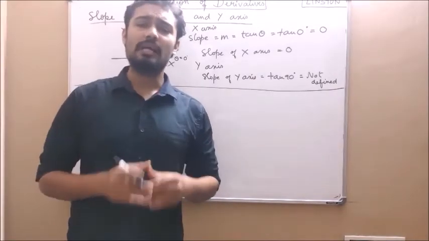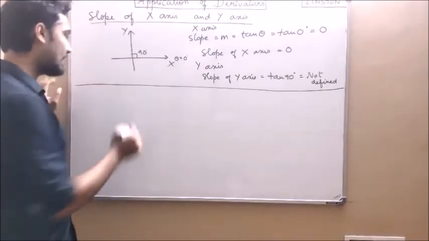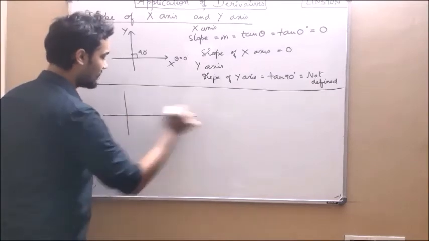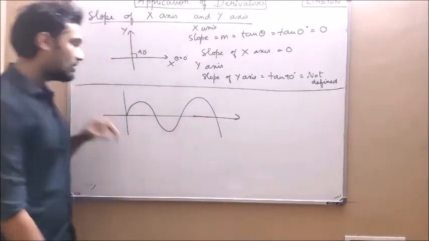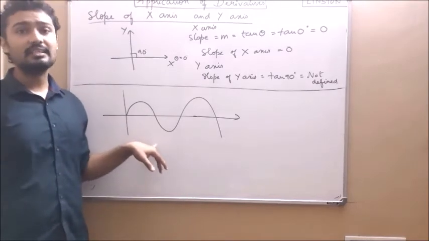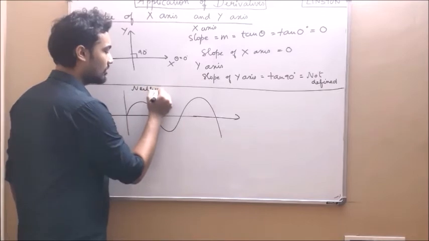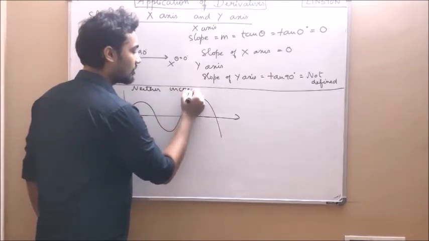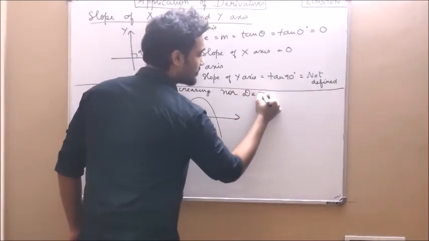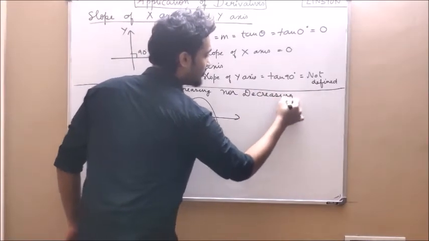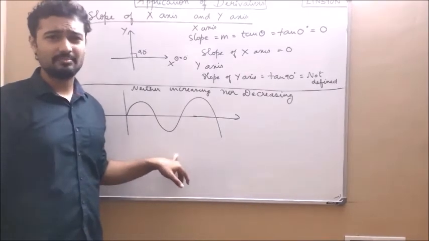Next we talk about a function which is neither increasing nor decreasing. So let us take an example of a function. You must have seen this function. This function is neither increasing nor decreasing. Now this function neither increases nor decreases.